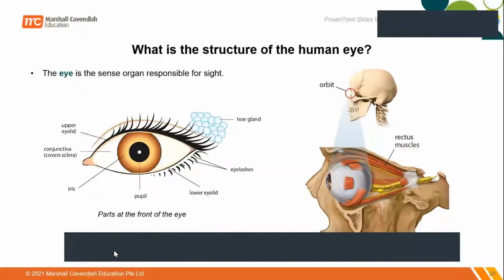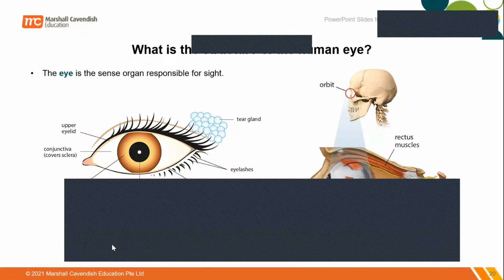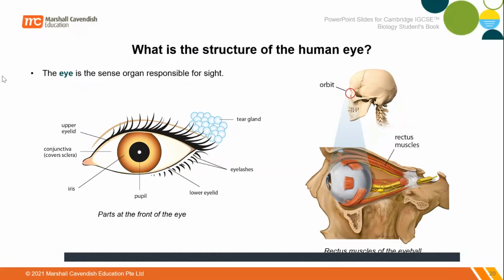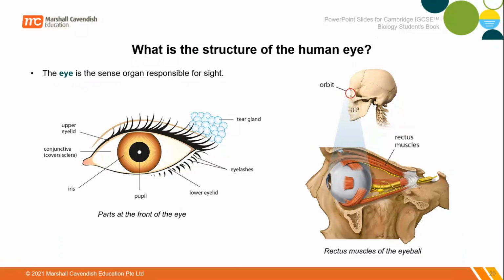That's it. So I prefer to show you the video of all of the basic parts of the eyes in order to be familiar with the words iris, pupil, cornea, optic nerve, because it's needed in this part.